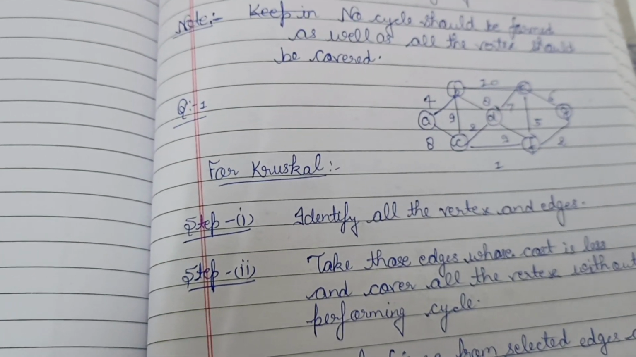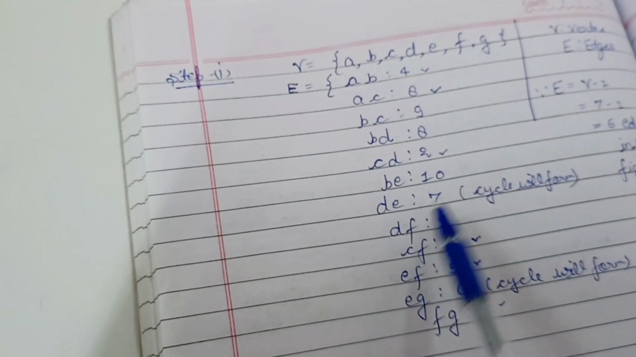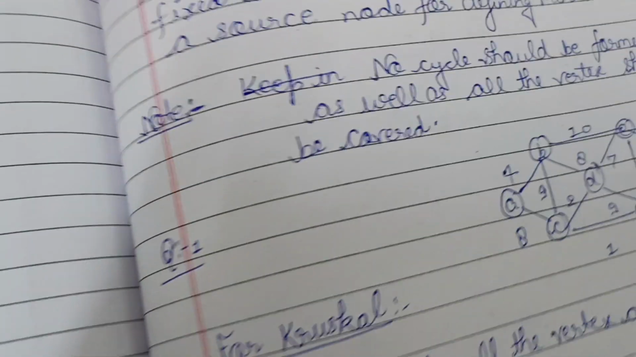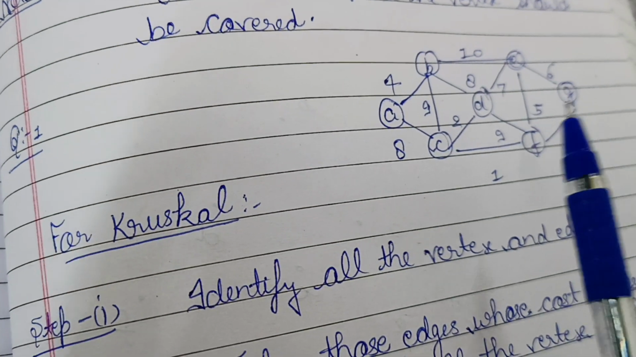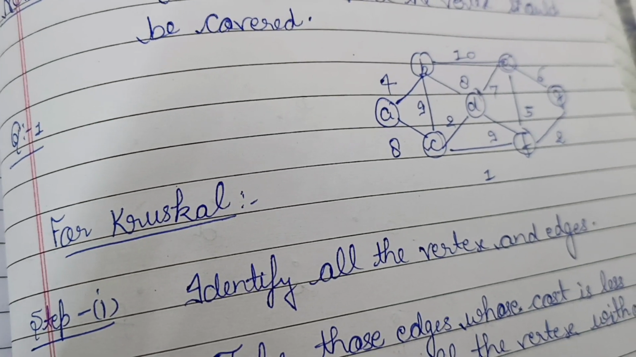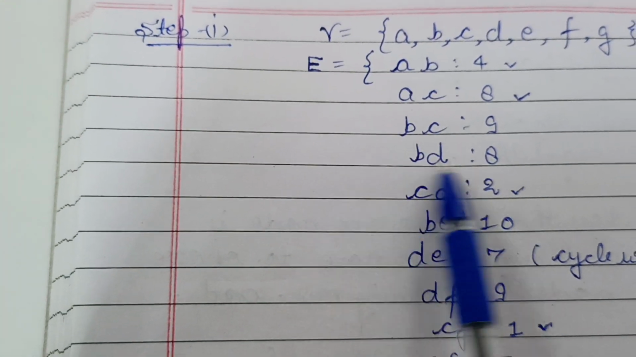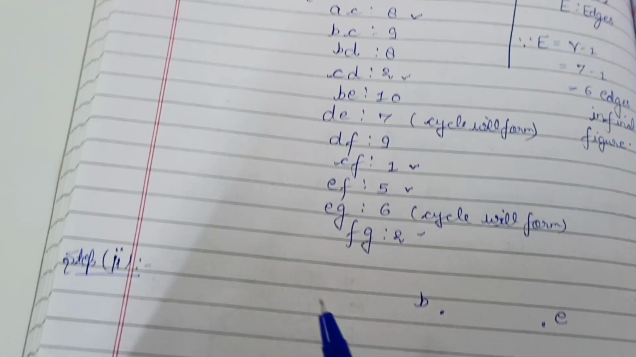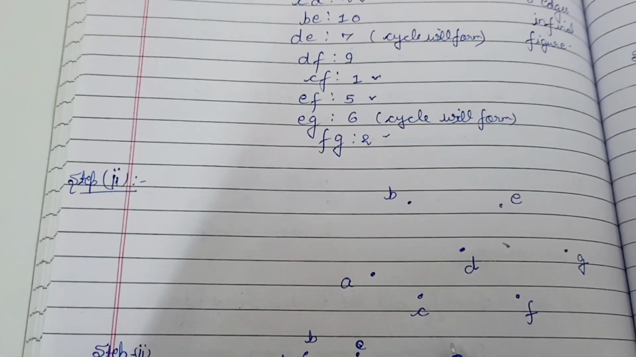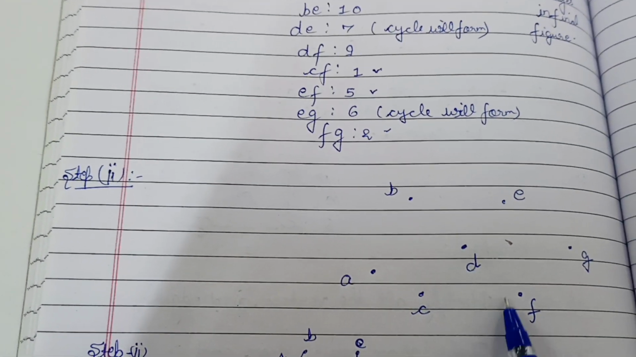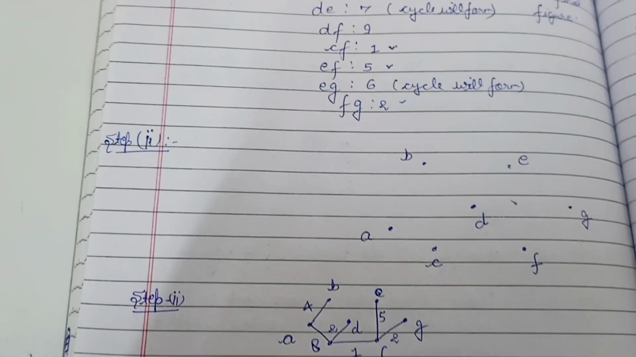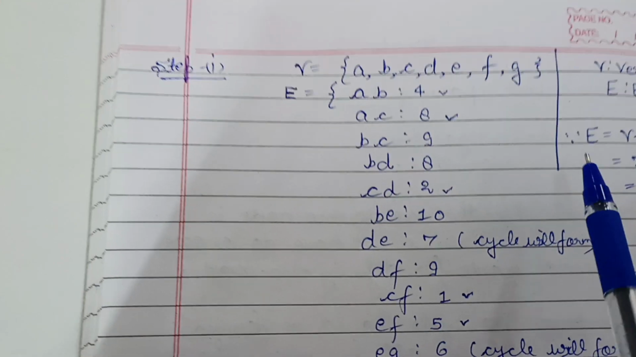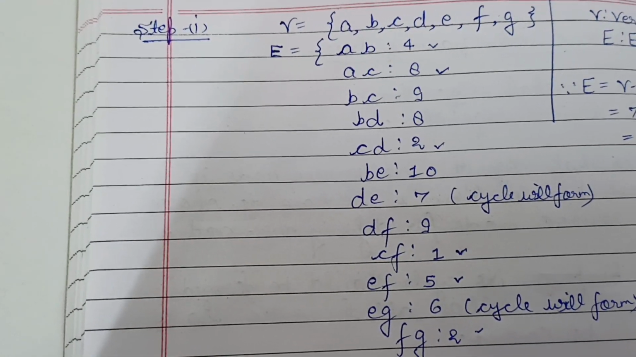So for solving the question, we have edges and vertices here. From the figure we can see vertices A, B, C, D, E, F, G; 7 vertices are there. And edges AB 4, AC 8. From the figure you can find these edges simply. Then step two: make a rough diagram like that, where only the points A, B, C, D, E, F, G should be mentioned.